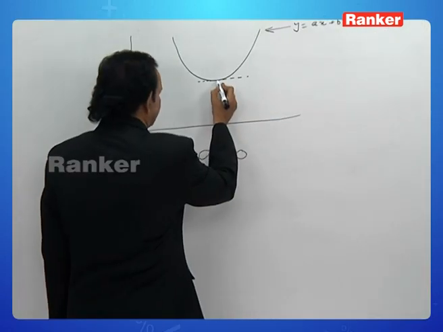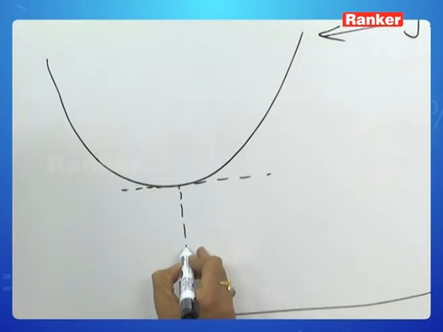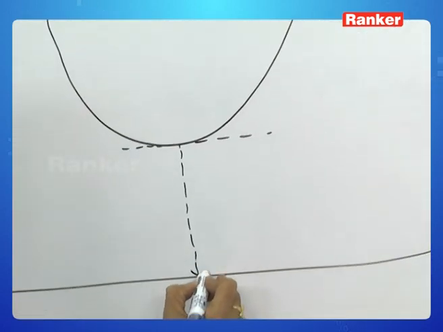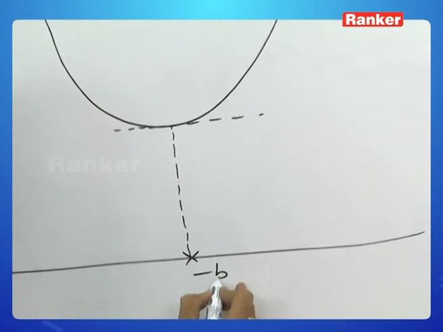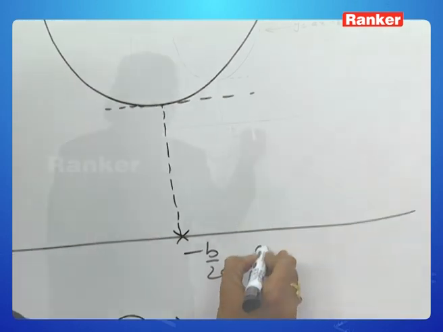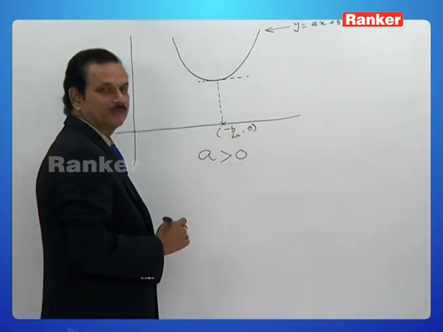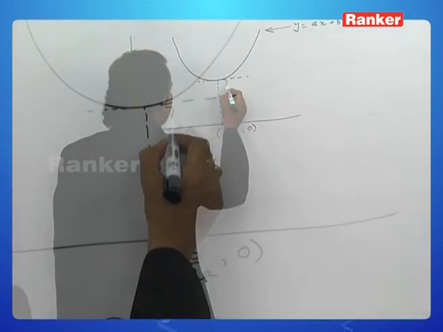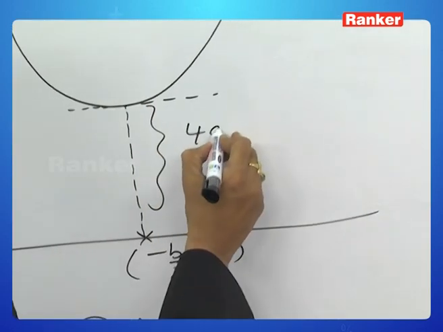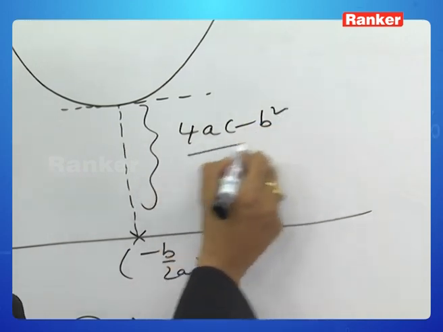Where does that so-called minimum value exist? At minus b by 2a and 0. The so-called minimum value is 4ac minus b square by 4a.